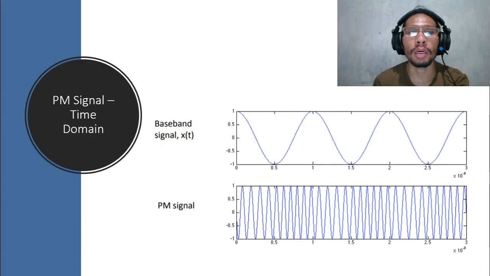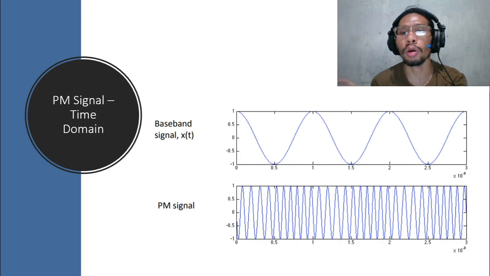So this is the PM signal in time domain. As you can see, the baseband signal or the intelligence signal is similar to the intelligence signal you've seen in the FM. The modulating signal has a uniform amplitude, and the frequency is uniform.